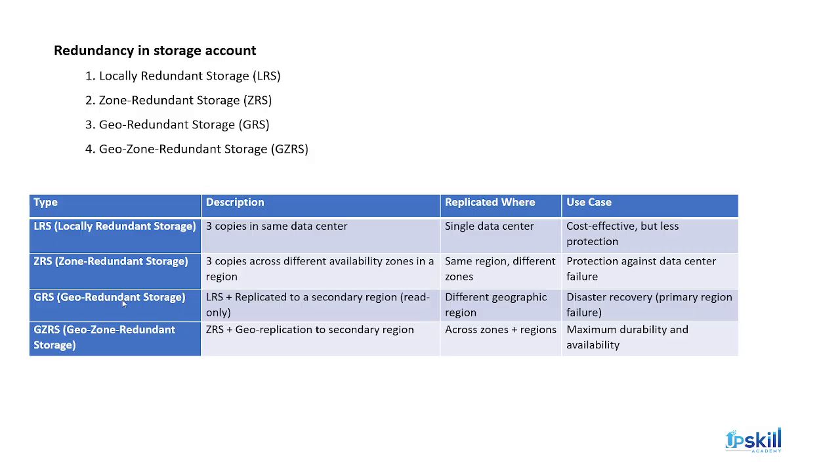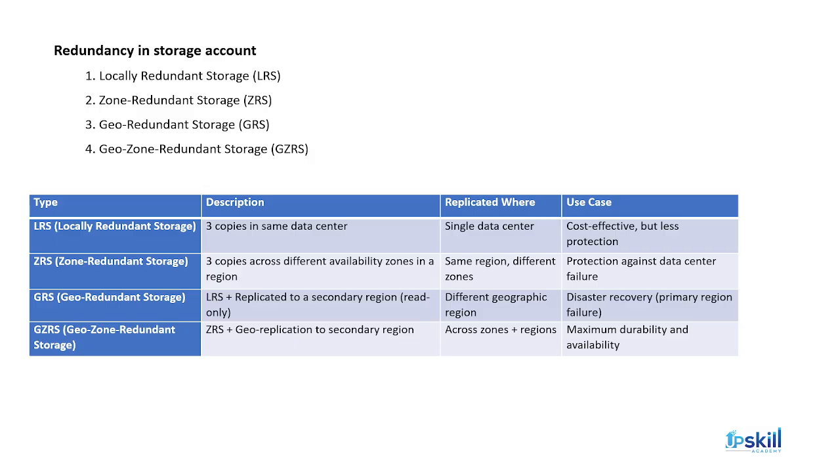And geo-redundant storage is replicated to a different geographic region. The entire geography changes in terms of geo-redundant storage, which is used for disaster recovery for primary region failure. And the last one is geo zone redundant storage.